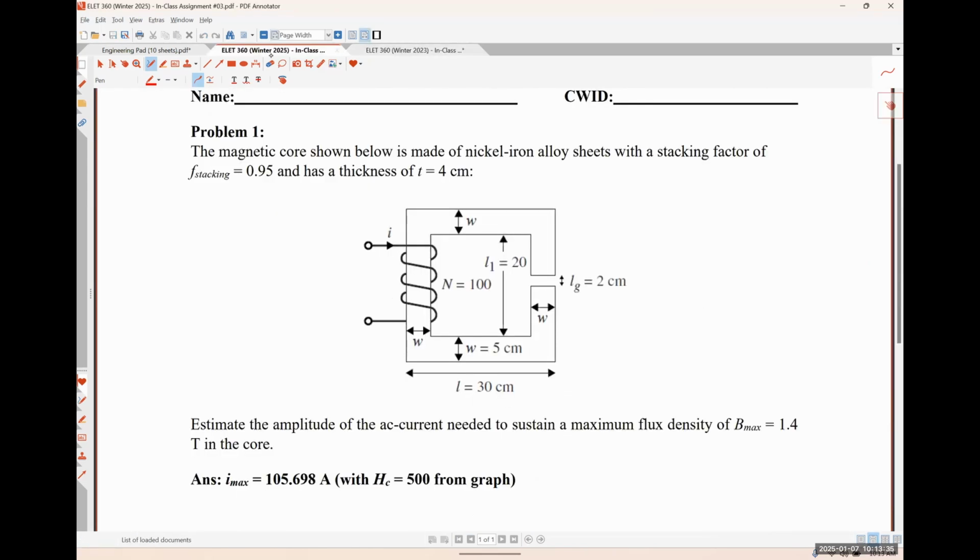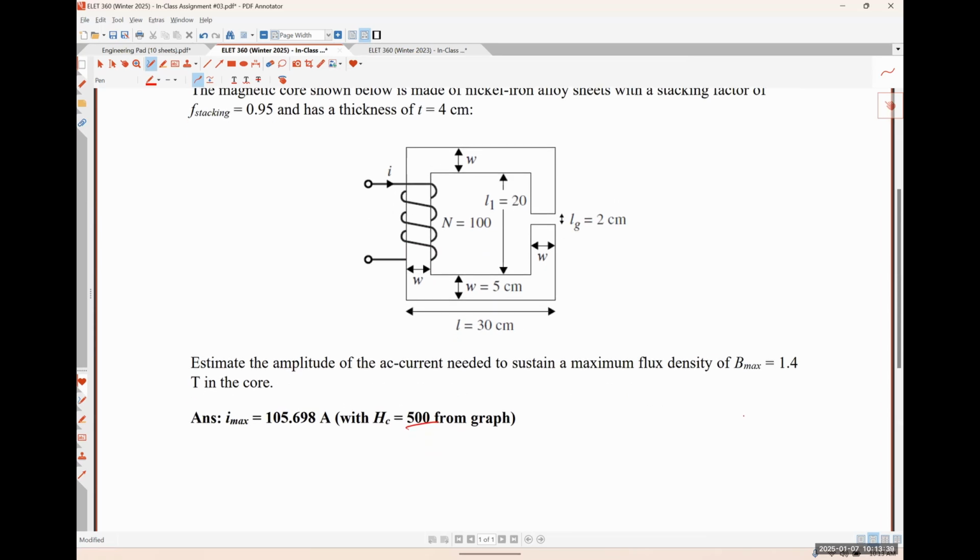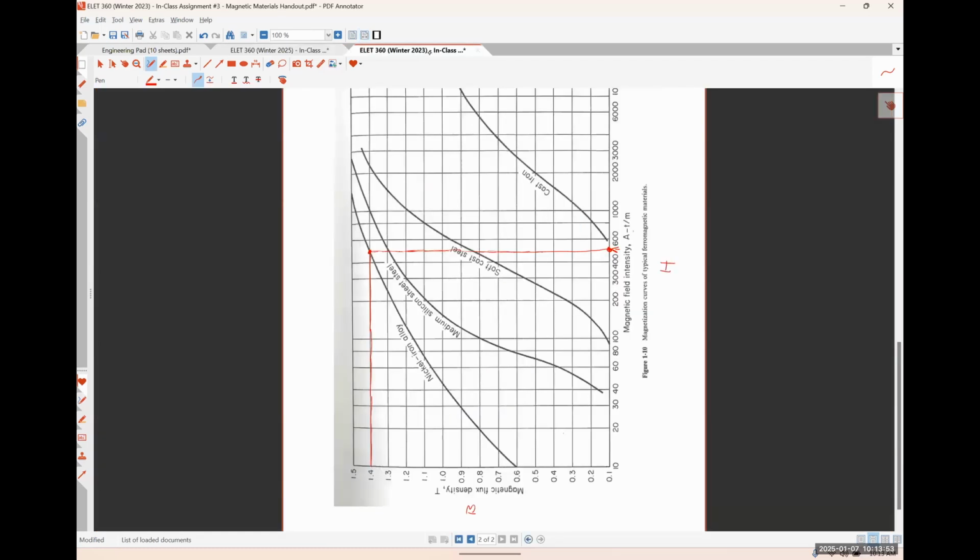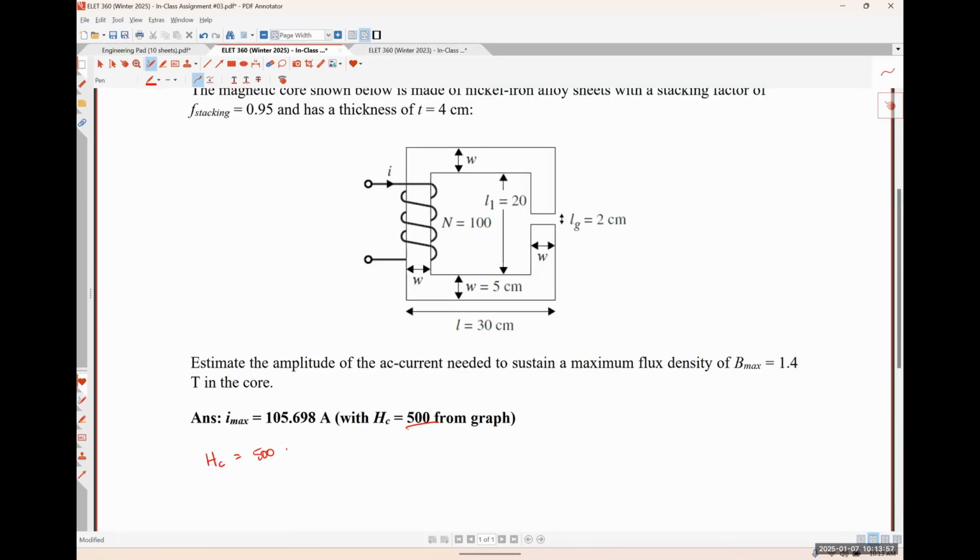So I'll make a note here. It's 500 from the graph, but we found our core to be, 500 amp turns per Weber. No, actually, let me look at the units of that. Might be amp turns per meter. Thank you. Okay.